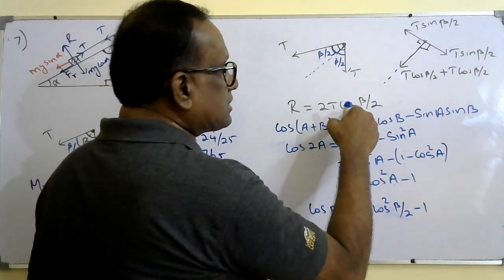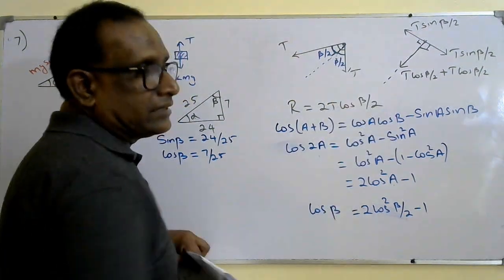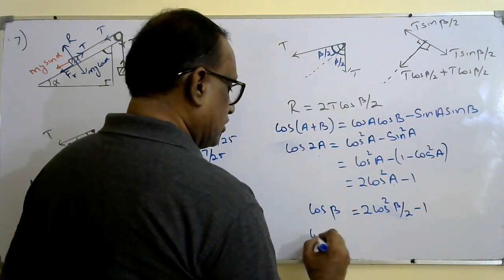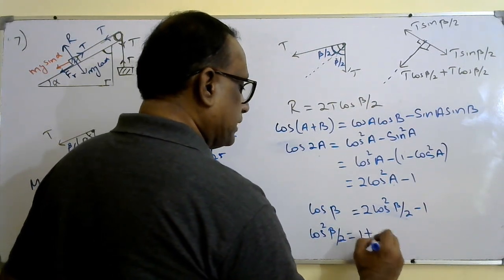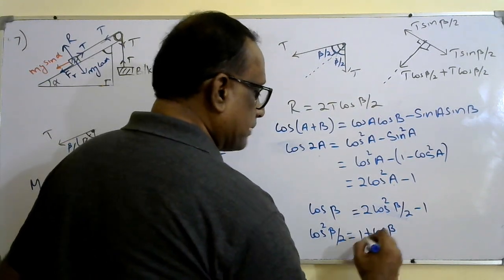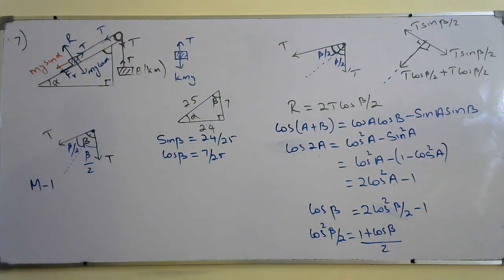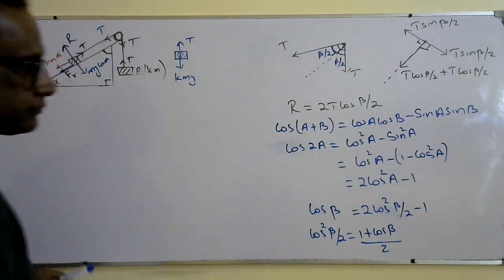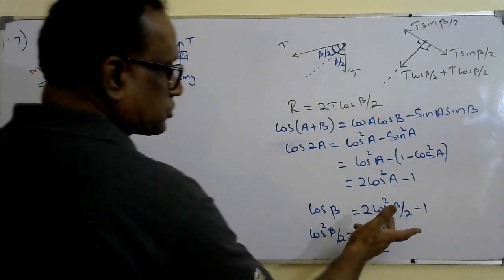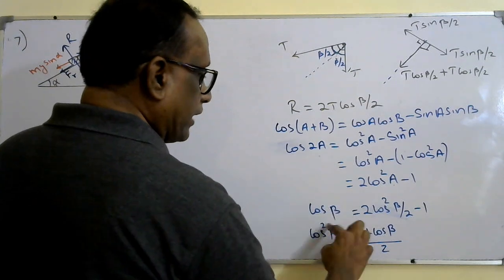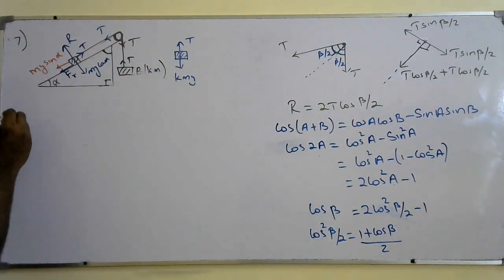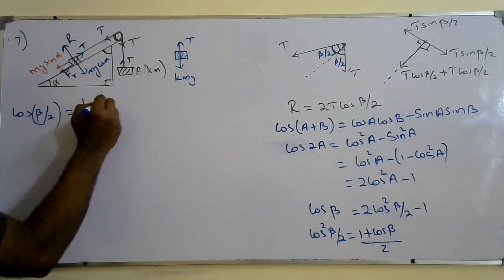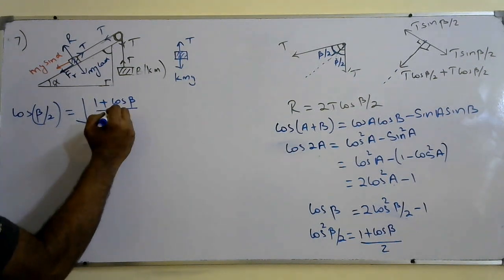I need the cos(beta/2) for the resultant. In physics it's okay, but we need more trigonometry here. So bring this to the left: cos squared (beta/2) equals (1 plus cos beta) over 2. So cos(beta/2) equals the square root of (1 plus cos beta) over 2.